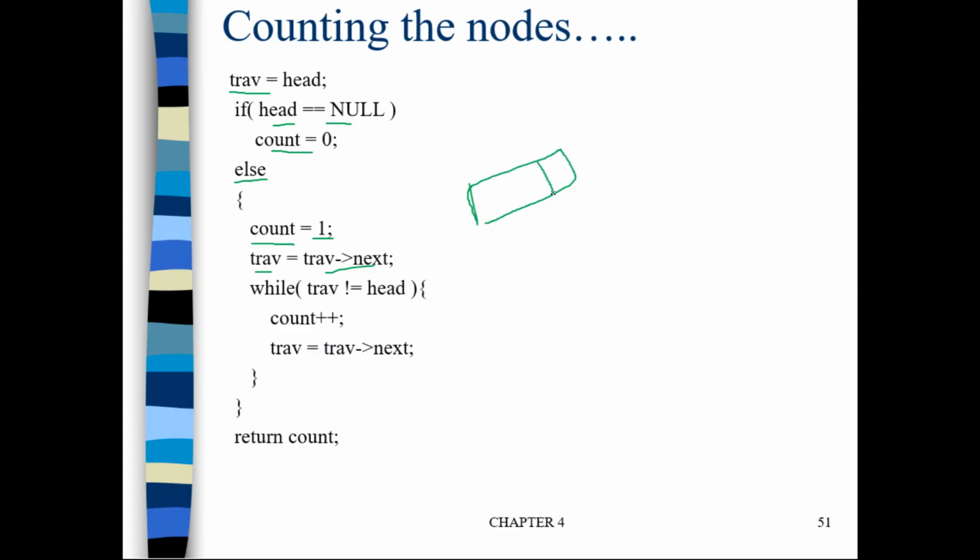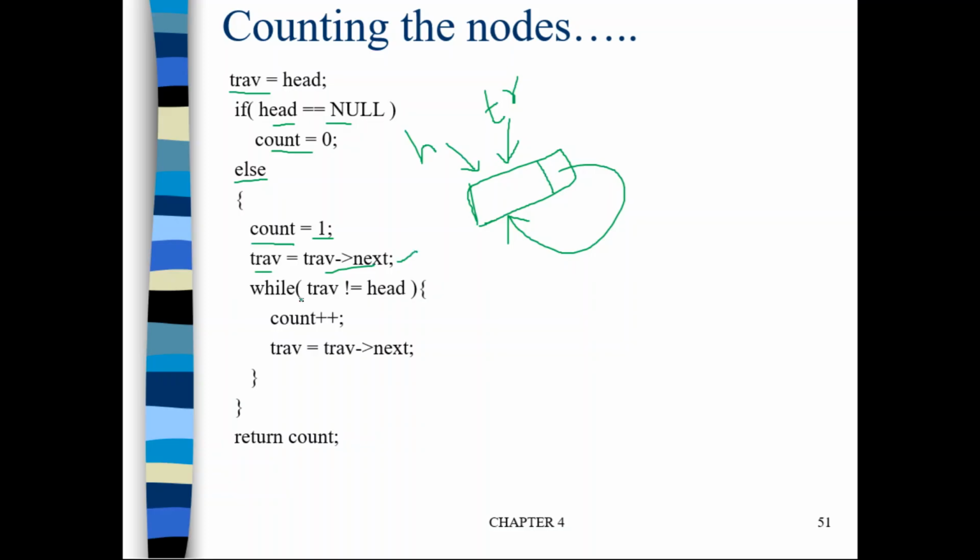But here let us assume that the linked list contains only one node. In that case, what will happen? This node's next will point to the first node. Head is pointing here, head is also pointing here, traverse is also pointing here. So now what you have made is traverse equal to traverse arrow next. Traverse arrow next is nothing but the first node only. So traverse is still pointing to the first node only after making this statement.